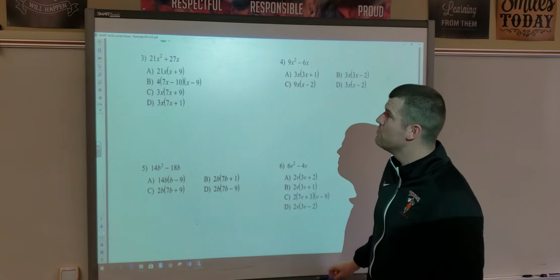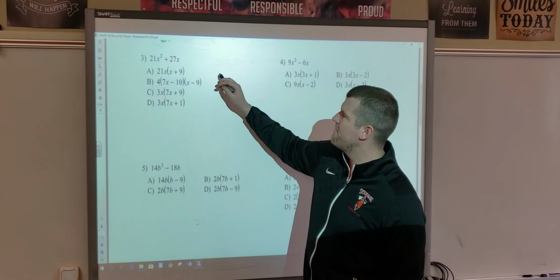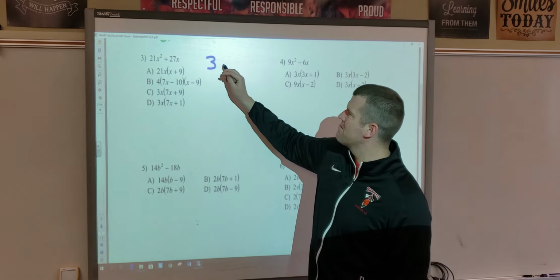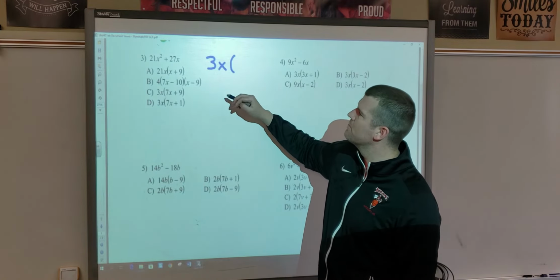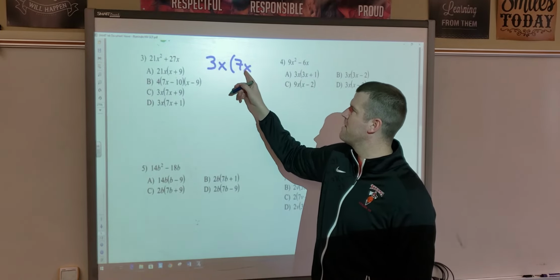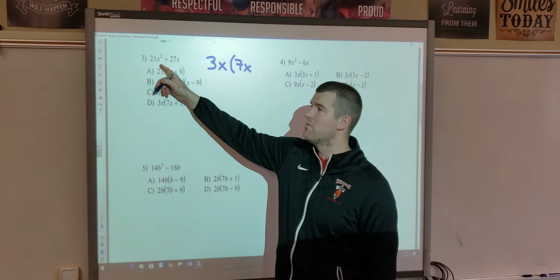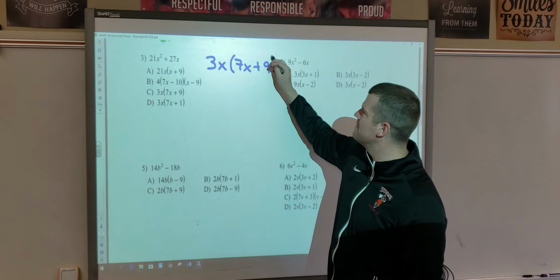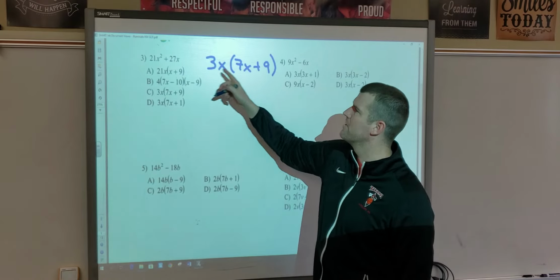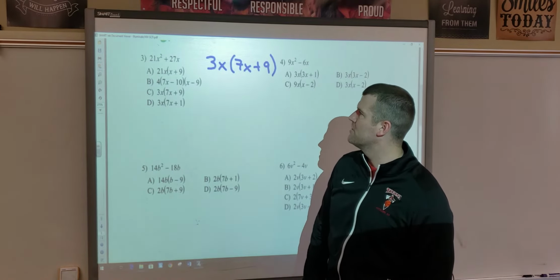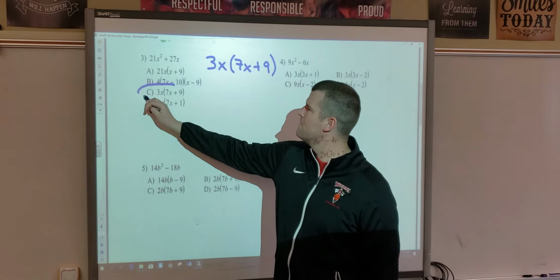Number 3, 21 and 27, their greatest common factor is 3. They both have an x as well, so we can take out an x, which leaves me with 7x, because 3x times 7x gives me the original 21x squared. And then 3x times 9 will give me 27x. So this is factored completely. There we go, it's C again.